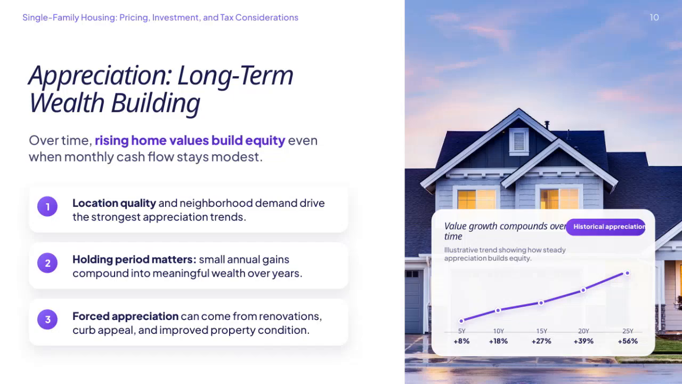As we look at the growth of value over time, it's important to understand how steady appreciation can significantly build equity. Historically, we've seen that property values tend to increase over longer periods. For example, over 5 years, appreciation might be around 8%, stretched out to 10 years, and it could be closer to 18%. Over 15 years, values might increase by 27%, and when you look at 20 or even 25 years, the growth can reach 39% or even 56%.